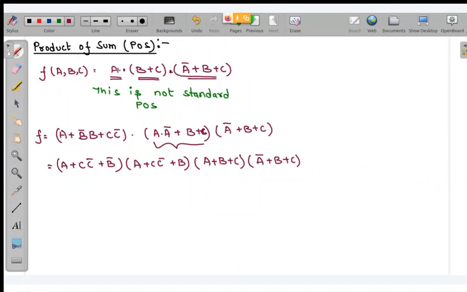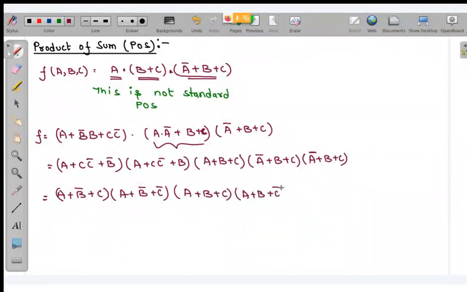This will be what? A plus B plus C, over here A complement. Now again I need to expand this. So this will be what? A plus B complement plus C, A plus B complement plus C complement. This needs to be expanded, so this will be A plus B plus C, A plus B plus C complement. Again these three terms are present.